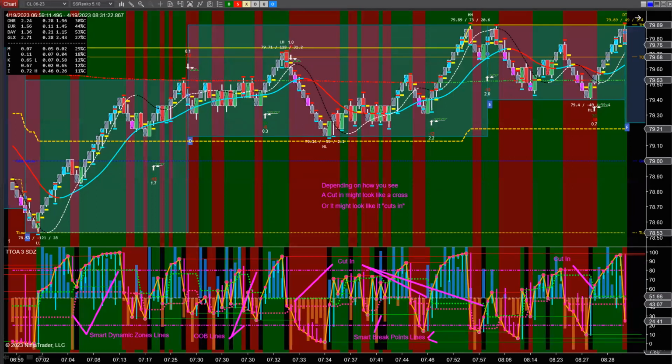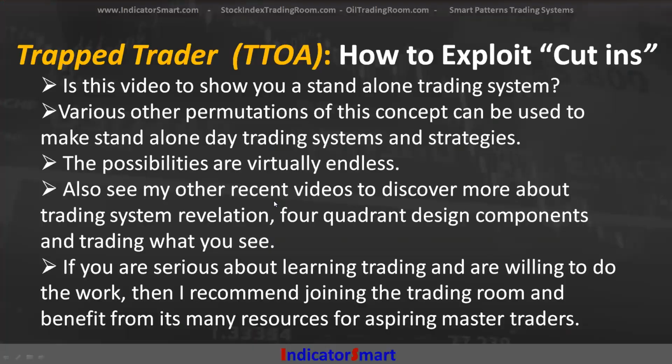But as mentioned, this works great, particularly so if you're doing it with the trend. Most of these are with some semblance of trend, some of them counter trend. The counter trend one right here. There's a trend one right here. So that's the cut in. Yeah, that's the cut in.